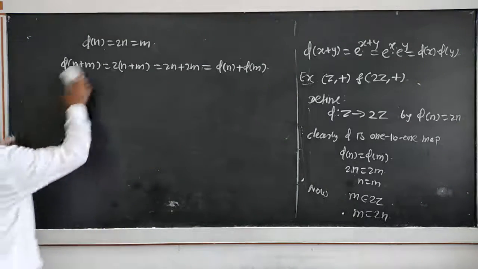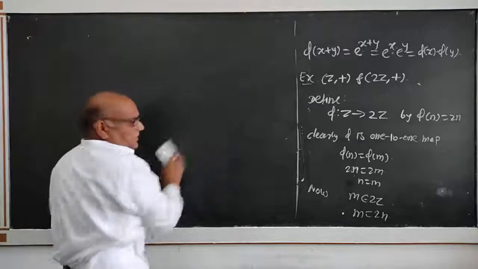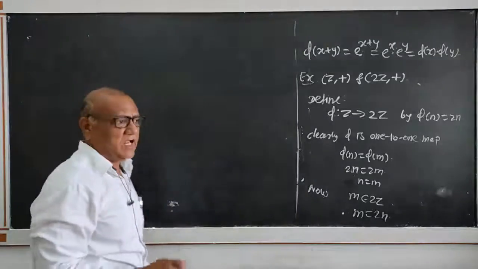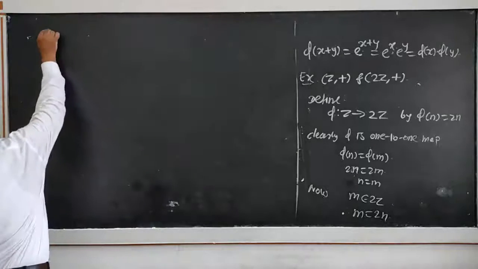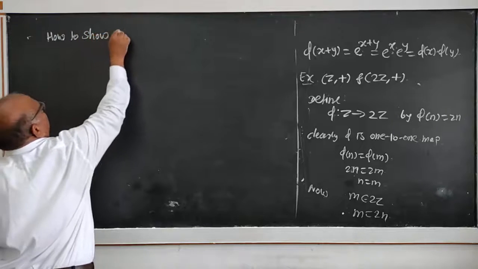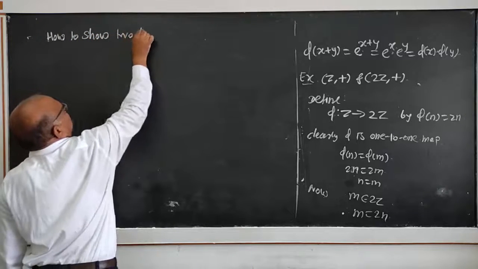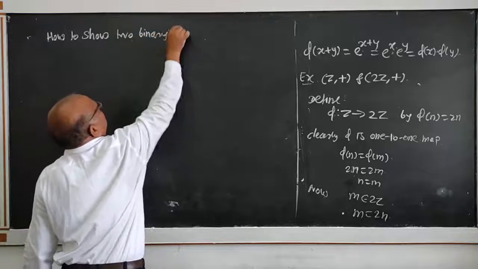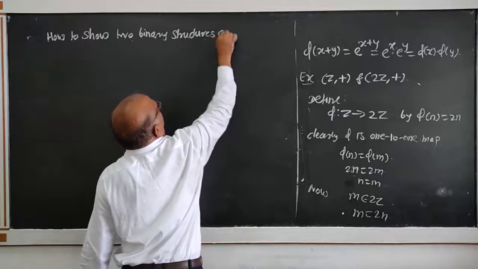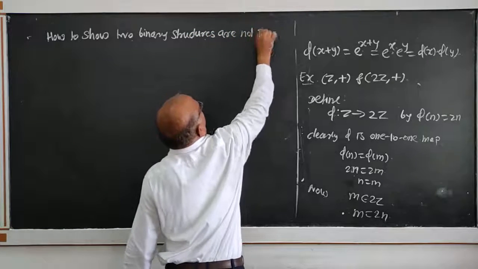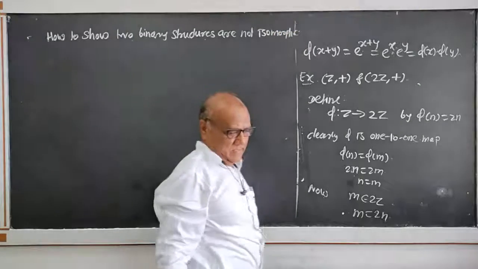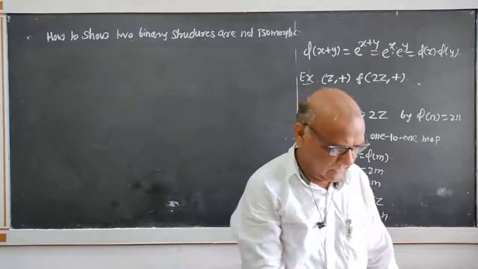Now, how to show two binary structures are not isomorphic? How to show two binary structures are not isomorphic?